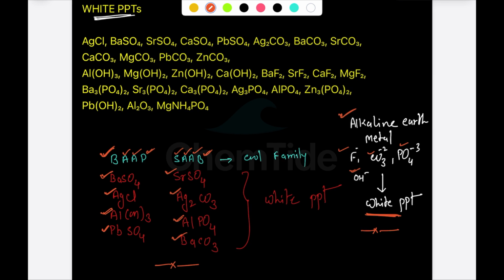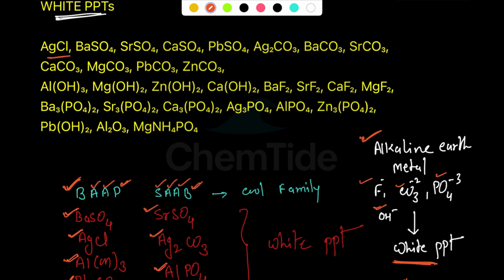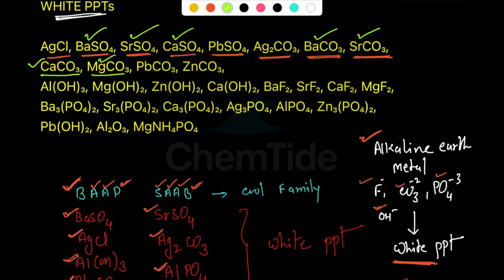Apart from that, for some extra information, we have a few more like AgCl, BaSO4, SrSO4, calcium sulfate and lead sulfate, silver carbonate, barium carbonate, Sr carbonate. If you observe barium, strontium, calcium carbonate, magnesium carbonate, these are all alkaline earth metal carbonates and sulfates in the white precipitate. I add the sulfates here also, right? Here are magnesium hydroxide, calcium hydroxide, barium fluoride, SrF2, and calcium, magnesium, barium and Sr phosphate. So these all belong to the alkaline earth metal phosphates, carbonates and hydroxides.